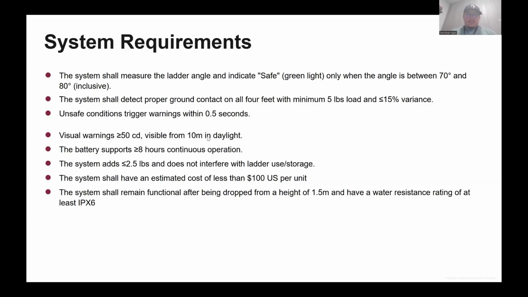So when we were developing the system requirements, we considered the SMART diagram to guide our ideas of how we want our system to operate. One example was the ladder angle having a safe range of 70 to 80 degrees, so that it has a safe range for opening to let the user know to climb on. We also added a detection system to let the user know that the system is well grounded.